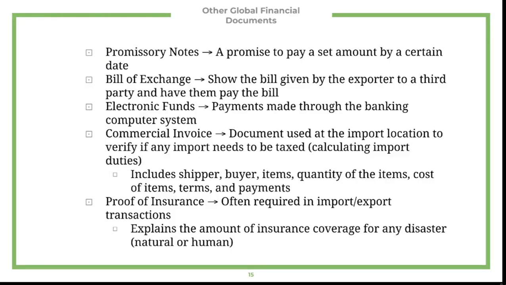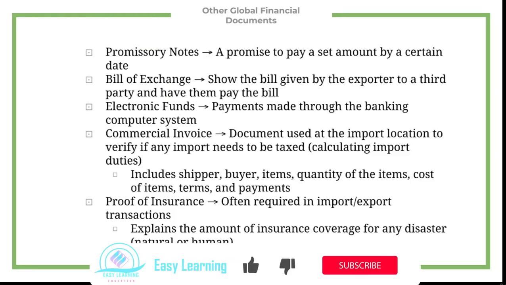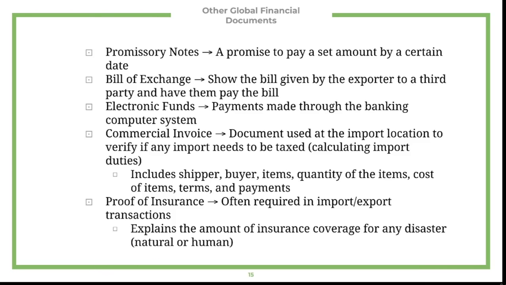So here are some other global financial documents. The first one is a promissory note, and this is a promise made to pay a certain amount at a specific date. So this is all predetermined. And then we have our bill of exchange. This will show the bill given by the exporter to a third party, and then that third party is going to have them pay the bill.